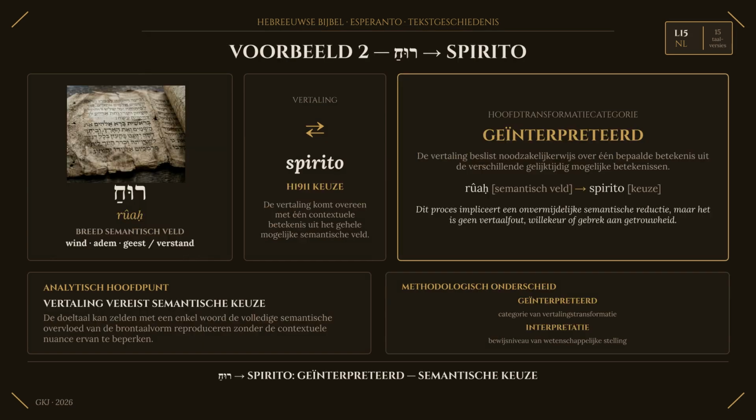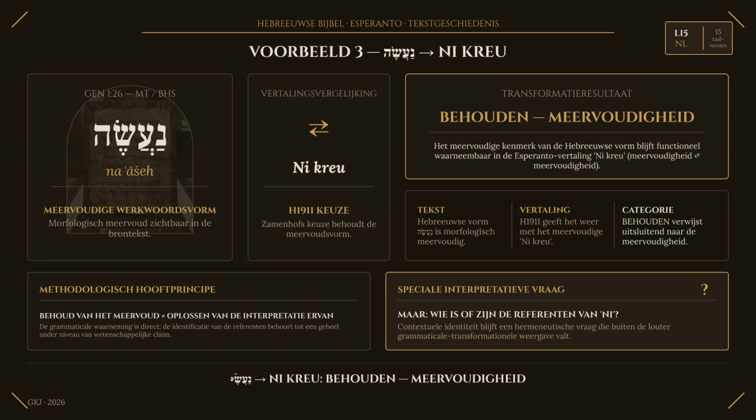In another instance, the Hebrew term rûaḥ, encompassing wind, breath, and spirit, is translated as spirito. This is a clear case of interpretation, where the translator must choose one contextually appropriate meaning, leading to unavoidable semantic reduction. Take the Hebrew form naḥăśeh. Zamenhof preserves the plural form in Esperanto as nikriu. The plural feature is maintained, yet the identity of the reference remains an open hermeneutic question, beyond mere grammatical reproduction.